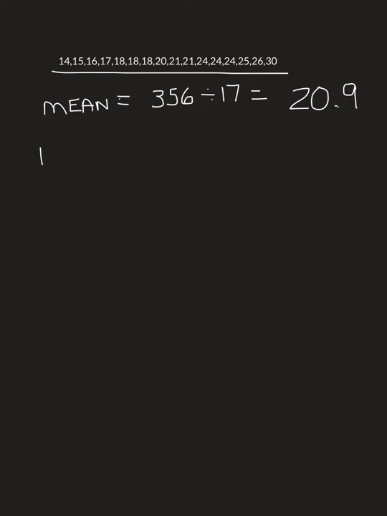How do we find our range? Our range simply says, take the biggest number, the maximum, in this case 30, take the smallest number, the minimum, 14, subtract them, and you have yourself a range of 16.